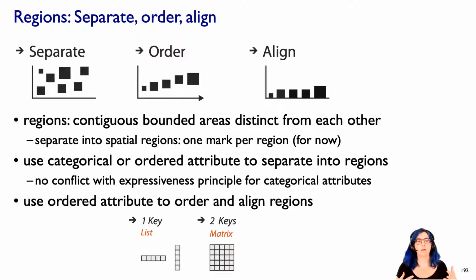And then we are separating into regions according to any attribute. It could be categorical, it could be ordered, ordinal or quantitative. So there's no conflict with the expressiveness principle because separating into regions of space is something that we can do with any kind of attribute. But here's the key thing. If what we want to do with these spatial regions is have any sort of an ordering of them, and if we have them ordered, we could also choose to align them. Well, now we should use an ordered attribute because as the word order suggests, if we want to order things, we have to be careful about what's in that data. So let's look at an example.